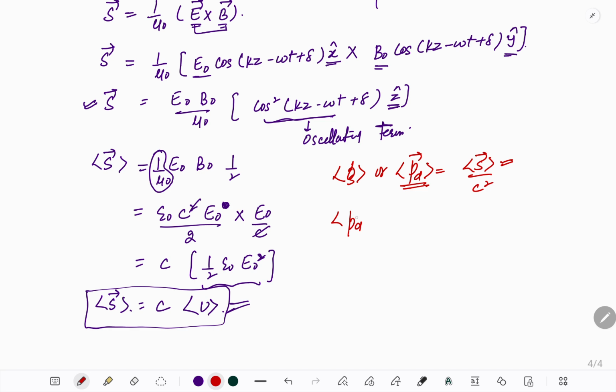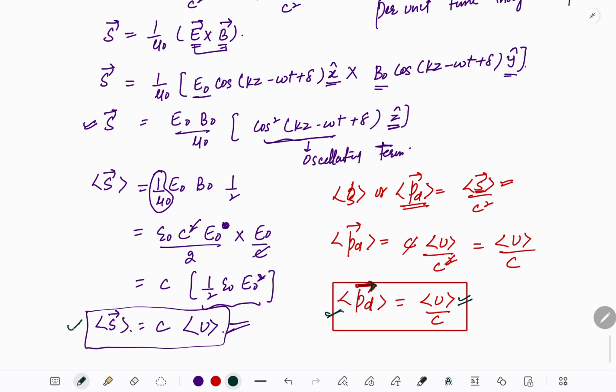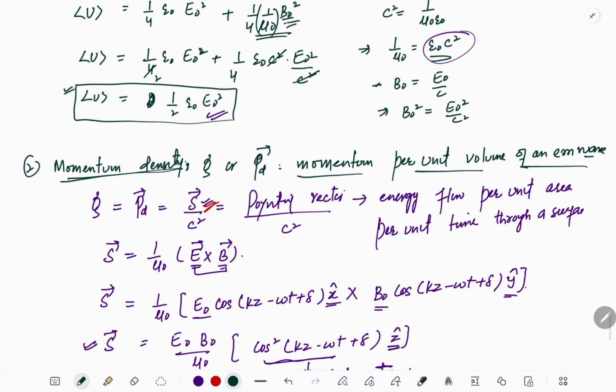So the average of the momentum density equals the average of the Poynting vector over c, which is the average of the energy density times c over c square. So it will give us the average of the energy density by c. So the average of the momentum density is actually the average of the energy density by c. This is one of the most important formulas for this topic. This is the momentum density in terms of energy density, this is the Poynting vector in terms of energy density, and this is the energy density basic definition.